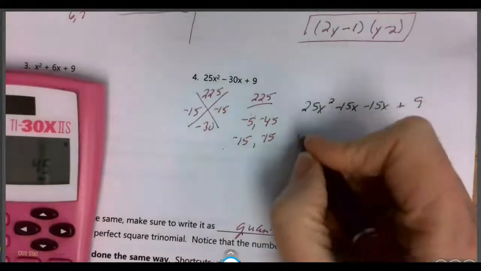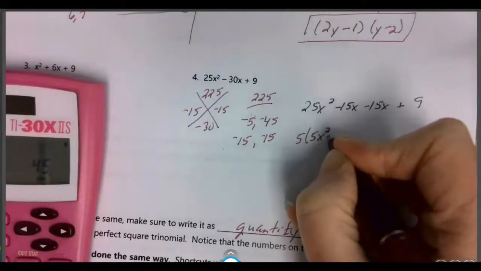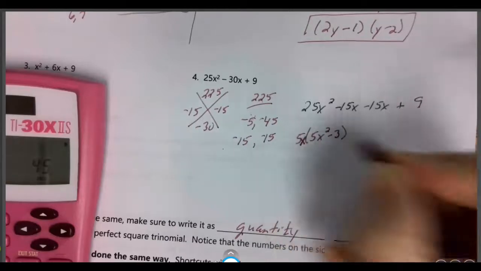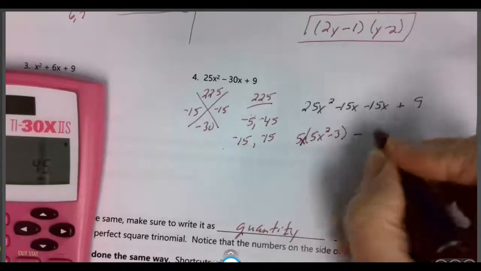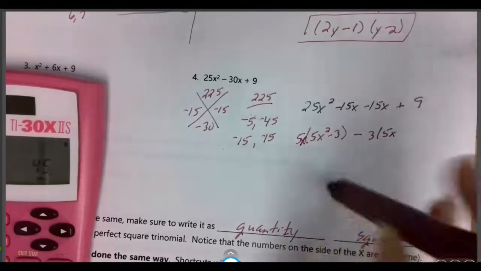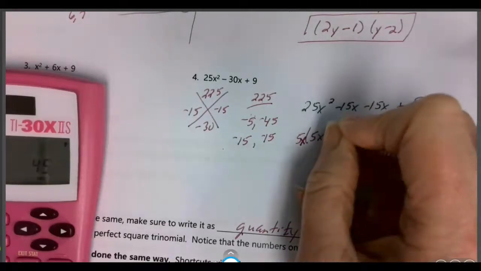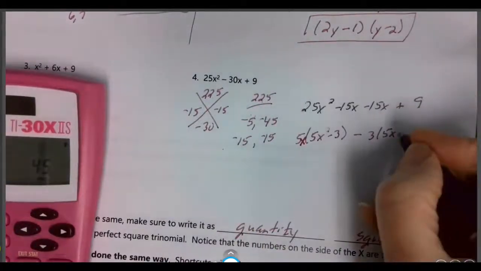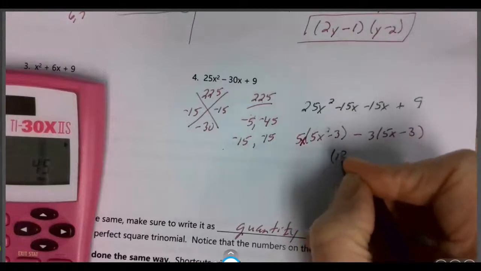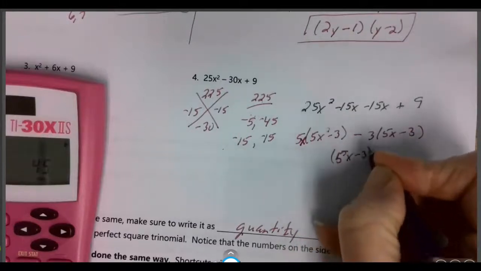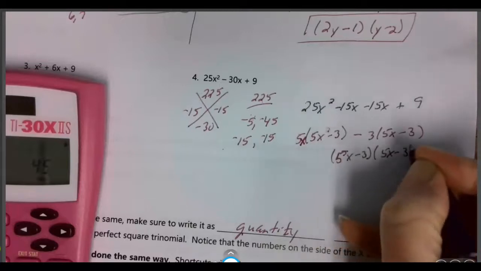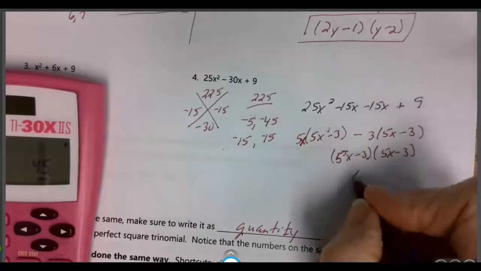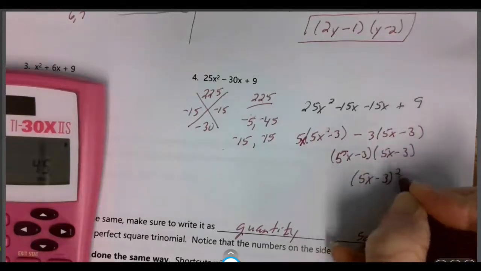I'm going to take a 5 out here. I'm going to take a 5x out. Thank you. 5x. Now here I'm going to take out a negative 3. Wow, not paying attention there. I was not. Okay, 5x minus 3 because I took out a negative. So look at that. I get 5x minus 3 and 5x minus 3. Same thing in the binomials are the same, so I write it as 5x minus 3 quantity squared.